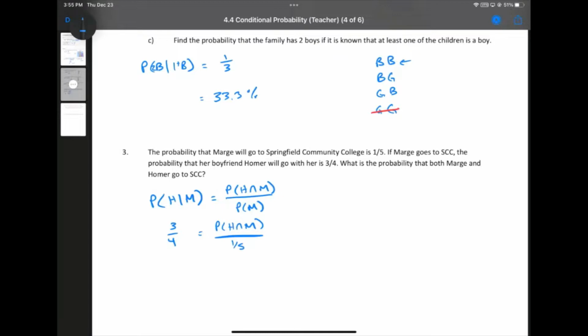So now if I want to find the probability of H and M, I could just multiply both sides by 1/5. That's 3/4 times 1/5. So the probability of H and M is going to be 3 times 1 over 4 times 5, which works out to be 15%. So the probability that both of them go is 15%.